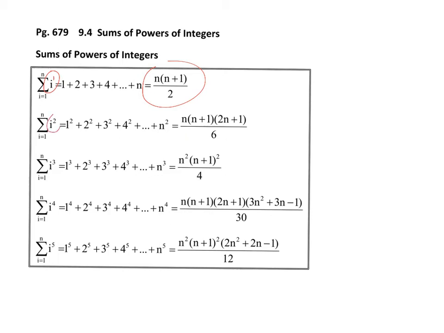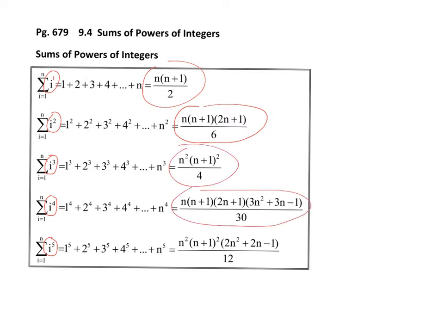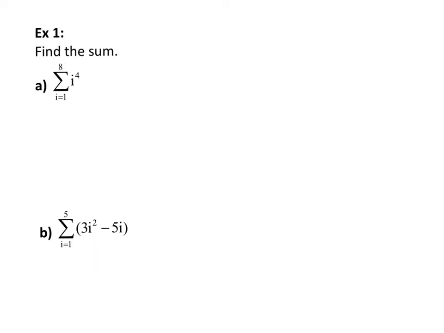We have i to the second power, and the formula gets a bit more complex, and they continue to get a bit more complex the higher in power you go. All right, but it's actually not that difficult. You have the formula here, you just plug in a value, and you have to be careful with your calculations. That's all. All right, so starting off with example 1, find the sum.